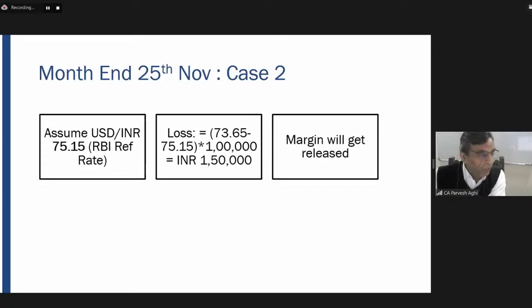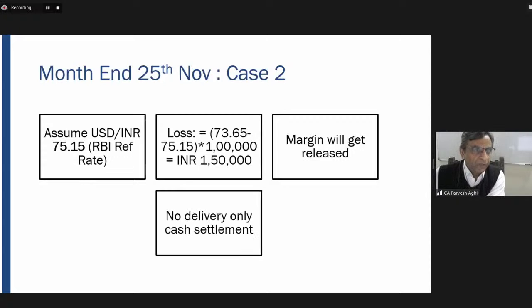He's merely a speculator. He actually makes a loss because here he was bearish, but the dollar turned out to go up, and he lost 1 rupee 50 paisa, and he has to make that payment to the stock exchange. And his margin will be given to him, but he has to pay 1,20,000. So no delivery, only cash settlement. So he pays 1,20,000, and also the margin will be released by the stock exchange.